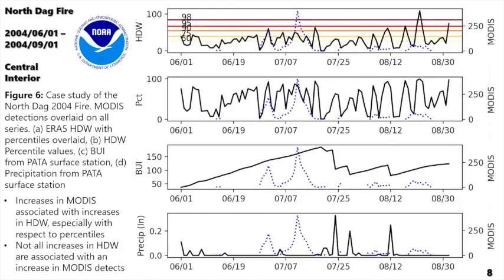So the first case study I looked at was the North Dag fire, which burned during the summer of 2004 in the central interior, which is boreal forest. And as you can see, it began as a lightning start fire.